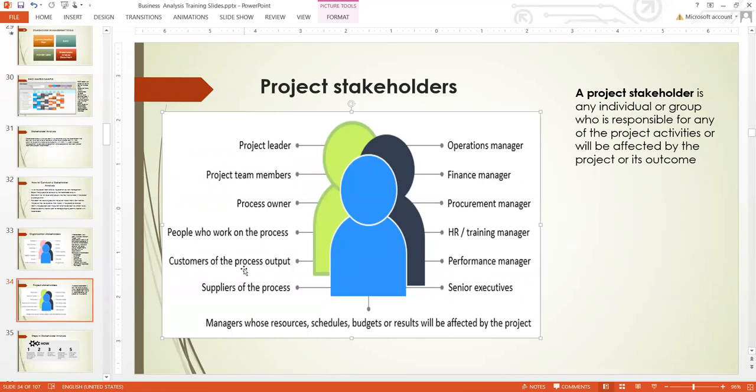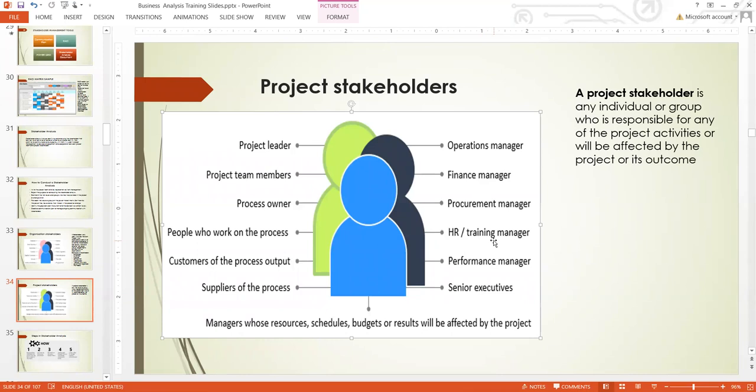Then we have customers of the process output. There are a lot of customers using the CRM. There are customers that use this process to relate with. So they are the customers of the process. Then we have suppliers of the process. These are vendors. Most of these software products are owned by companies, and they sell them either through subscription or selling of licenses. So you buy their license, you make use of their product, like CRM, ERP, and the rest of them. So they are vendors like Microsoft, Salesforce, SAP, and the rest of them. So they are the suppliers of the process.